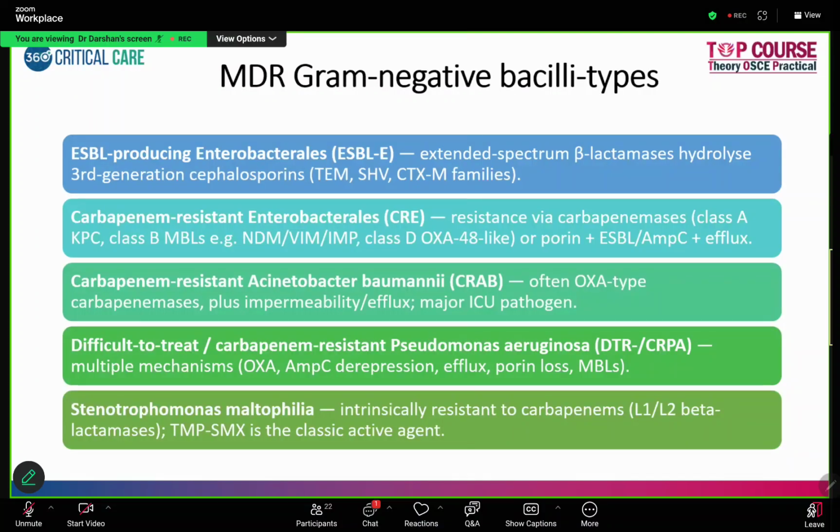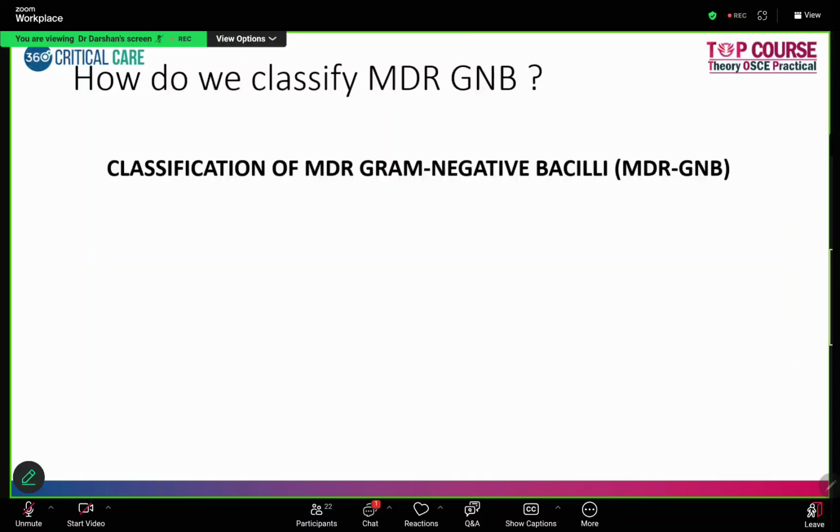Okay, majorly whenever you look at your IDSA guidelines, etc., they deal with CRAB organisms, Pseudomonas, Stenotrophomonas, ESBLs majorly, and CRE. Okay, these are the group of organisms that the primary focus lies on when we are managing MDR sepsis, even in the ICU, especially in Indian scenarios.